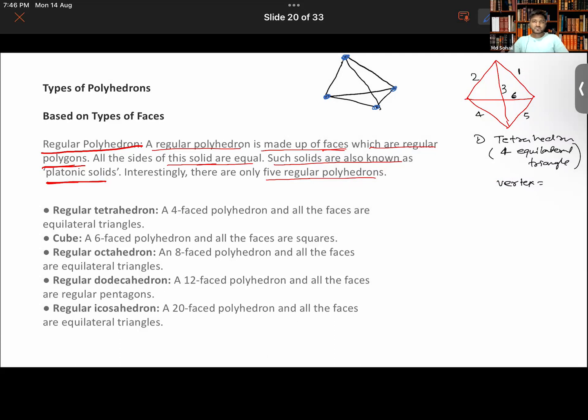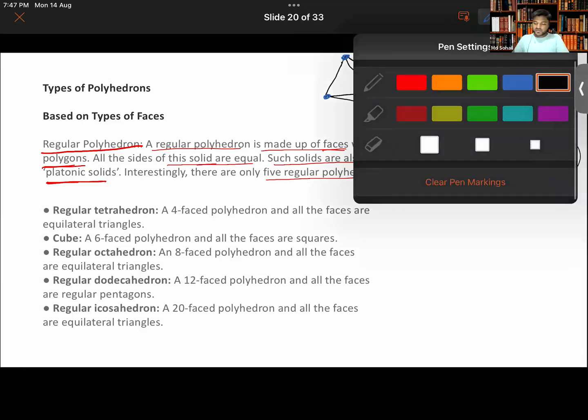meeting. Right. So edges 1, 2, and 3 are meeting at this point. And edges 6, 5 and 1 are meeting at this point. So there are 4 vertices in this figure, like this tetrahedron. You can have other examples as well.